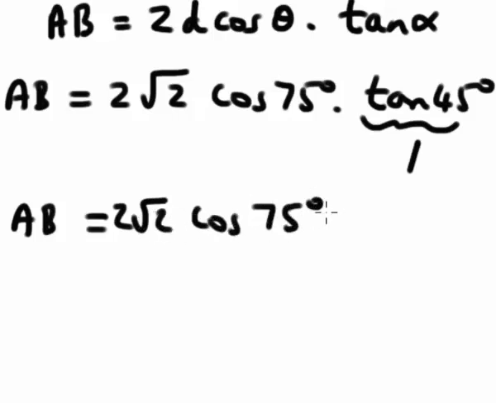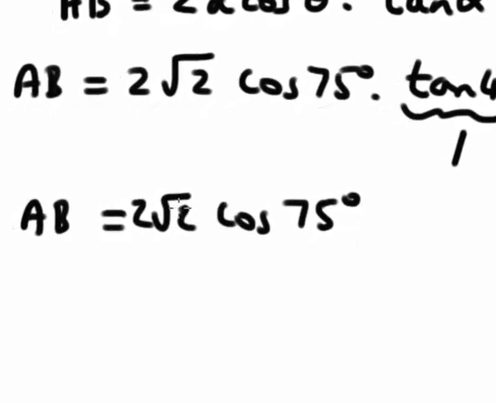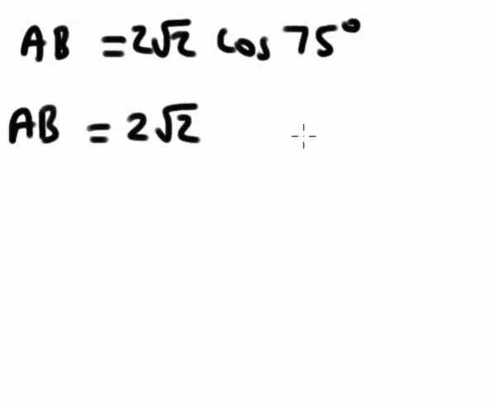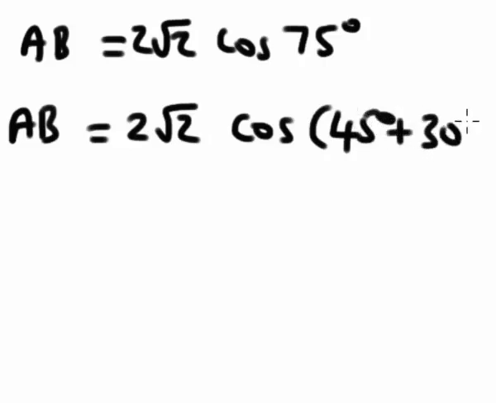Now we're not allowed to use a calculator. That just vanishes, that's 1. Now what are we going to do here with cos 75? Well, that's a compound angle. So all we do is we say AB is 2 root 2. Now what could this be? That's cos of 45 plus 30. Two special angles, 45 plus 30. What a pleasure. And this is exactly like we did in the lesson on compound and double angles.